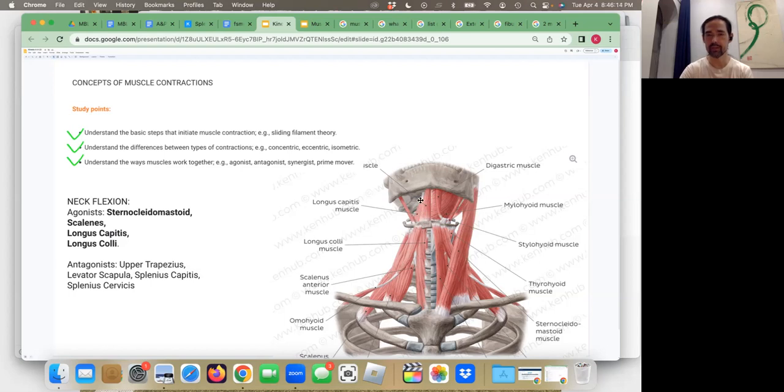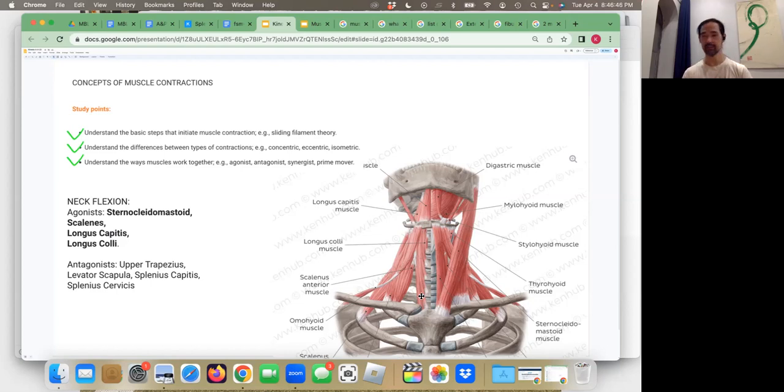Right here is the longest capitis. And then this is the longest coli. So the longest capitis and the longest coli we haven't talked about yet. I'll just introduce them to you now. If you lower the chin, if you flex the cervical spine, the longest capitis and the longest coli are contracting bilaterally. If you turn the head, the turning side, longest coli and longest capitis is contracting, but not the other side.